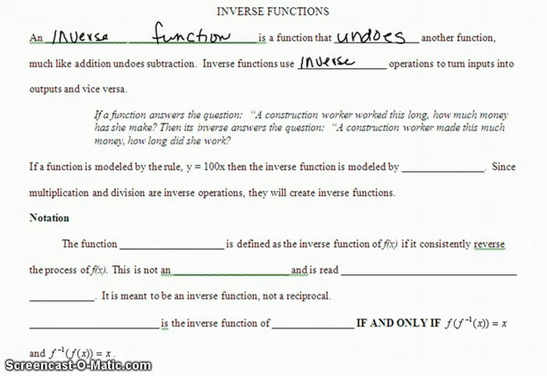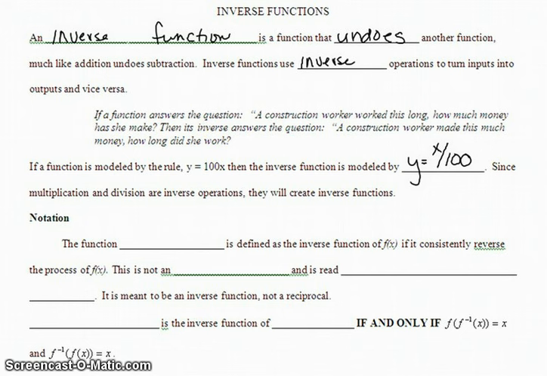Now, if a function is modeled by the rule y equals 100x, then the inverse function is modeled by y equals x divided by 100. Since multiplication and division are inverse operations, they create inverse functions.